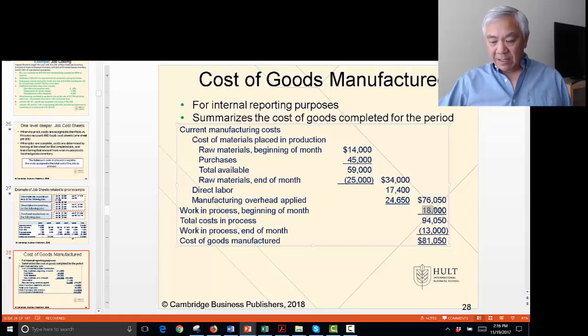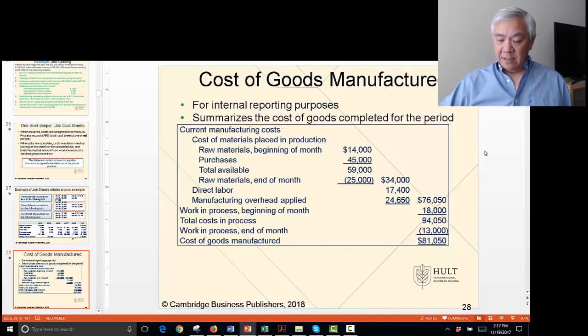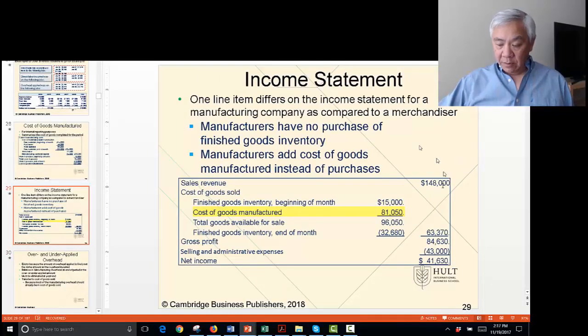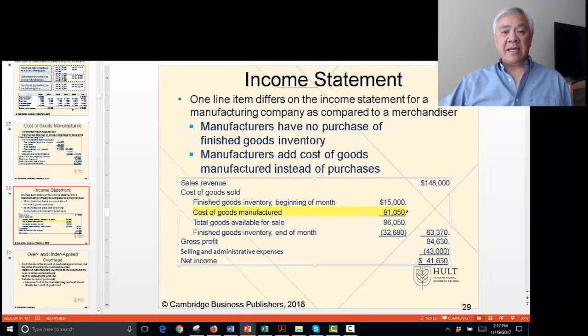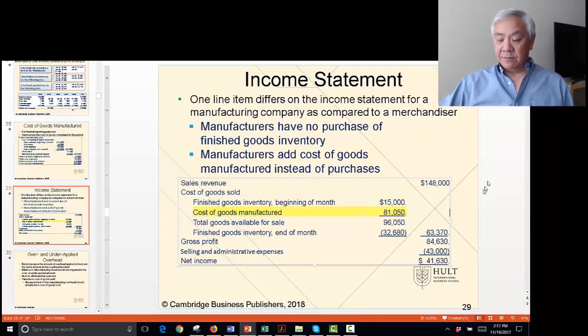We have also a beginning balance, which in this case was 18,000. So the total amount of costs that we had during this month is the beginning balance plus all the costs that we incurred. We had also ending inventory, $13,000 for that one job that didn't finish. So the difference of 81,000 is transferred out into finished goods. So this is just a summary of all the movements that occurred during the period for work in process. The income statement only had one item that we looked at, which was this one. It's when we had a sale to a customer and we recorded it as cost of goods sold.